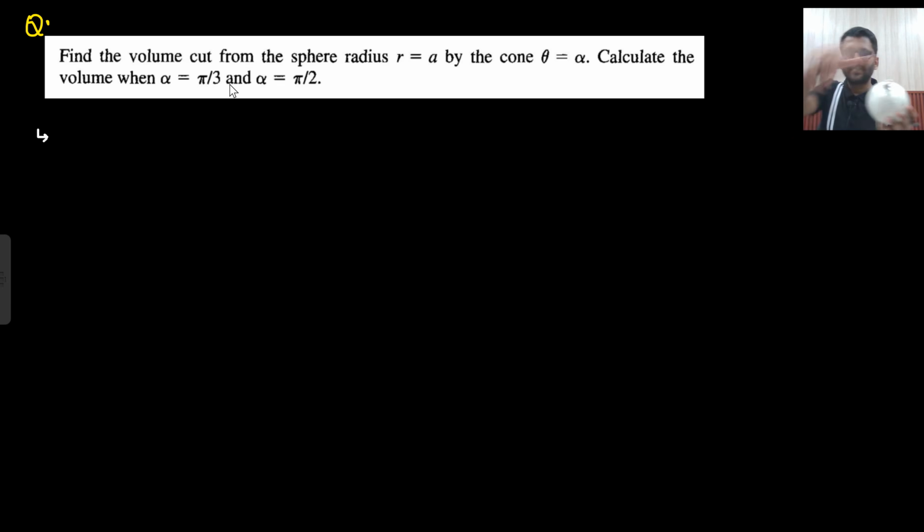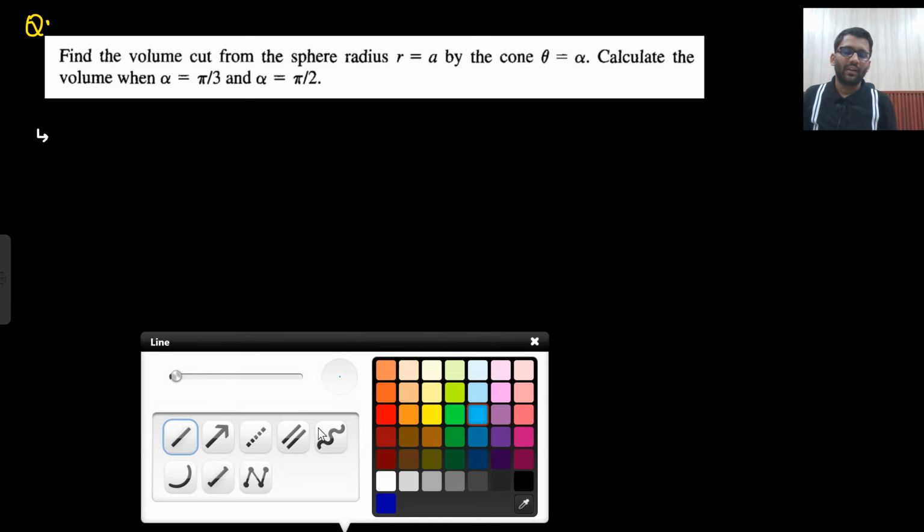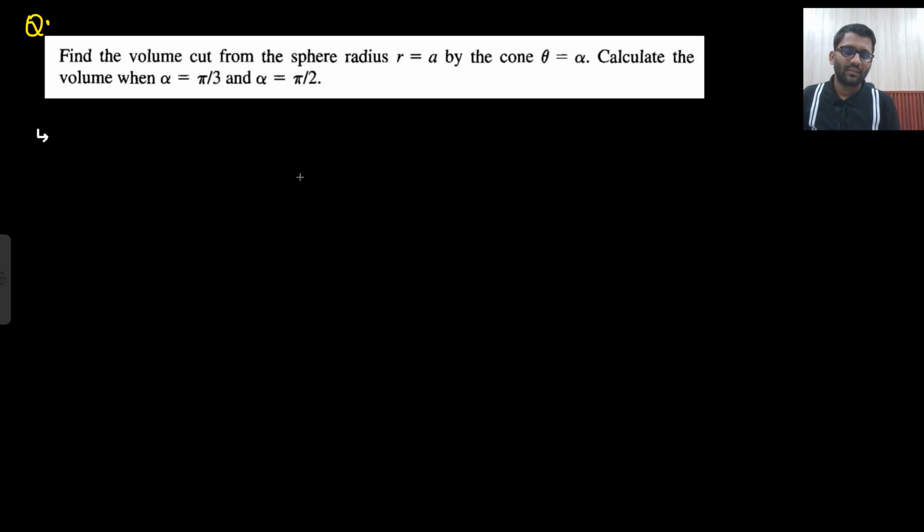Phi is complete, 0 to 2 pi. This sphere has a radius of a and you are cutting it at theta equals pi by 3. Can you think of this structure? If you are not able to think of this structure, at least try thinking of the structure when theta equals pi by 2. What is your theta? Angle made from z axis, right?